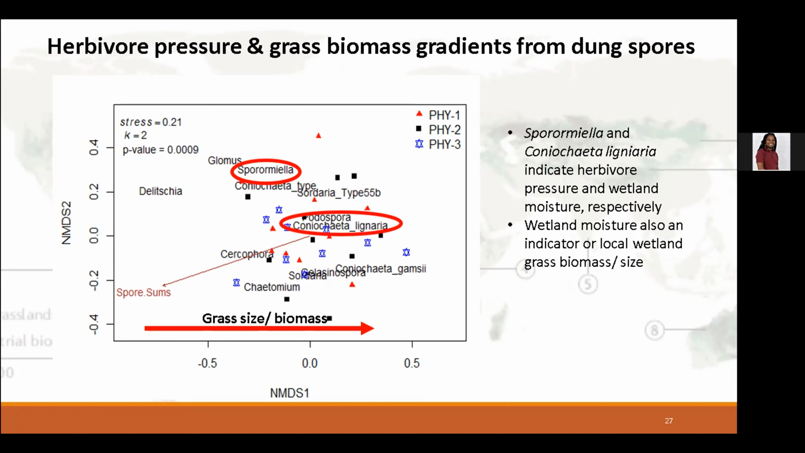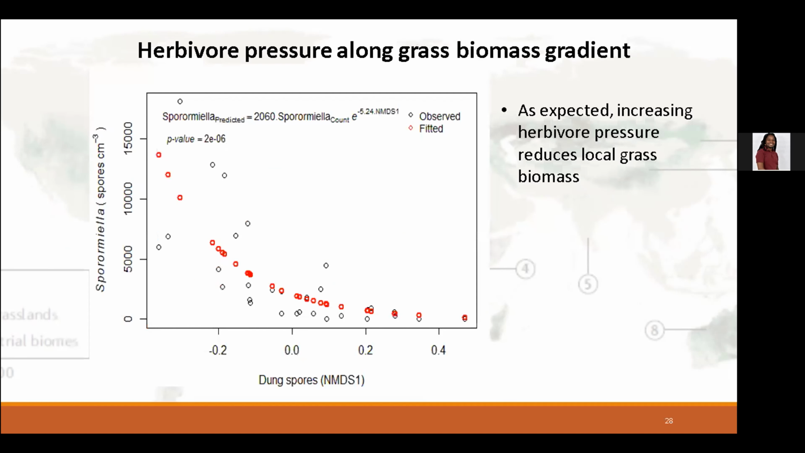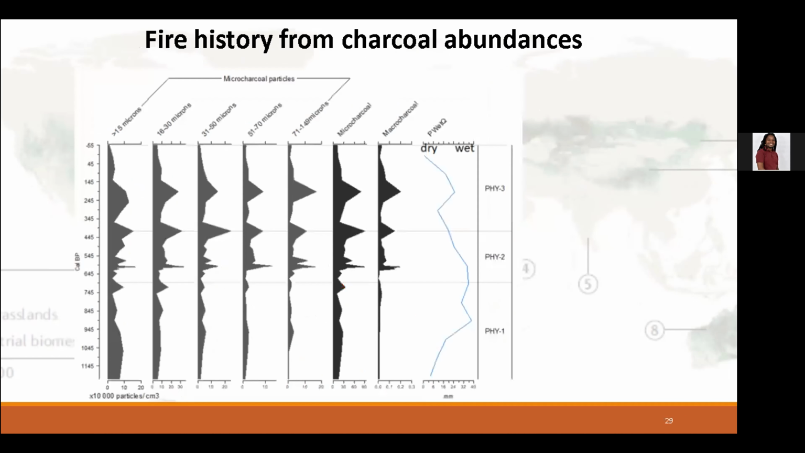So what you can see here basically is that there's generally an increase of grass biomass because we expect that when it's much wetter, there should be more grass biomass. And as expected here, we see that there's actually a decrease in grass biomass with herbivore density as we are inferring from Sporormiella.